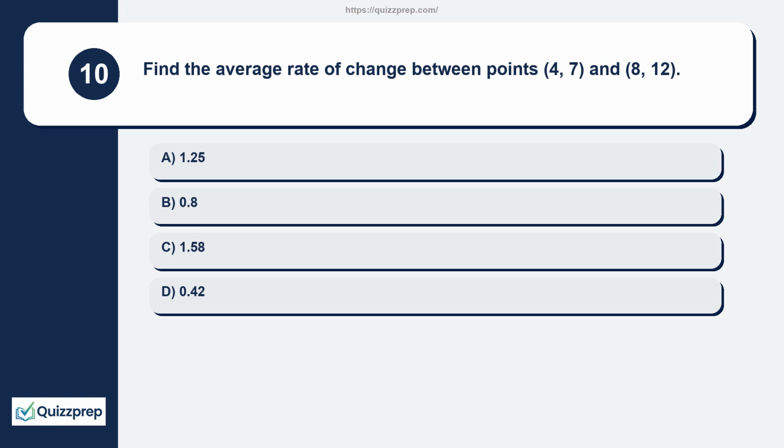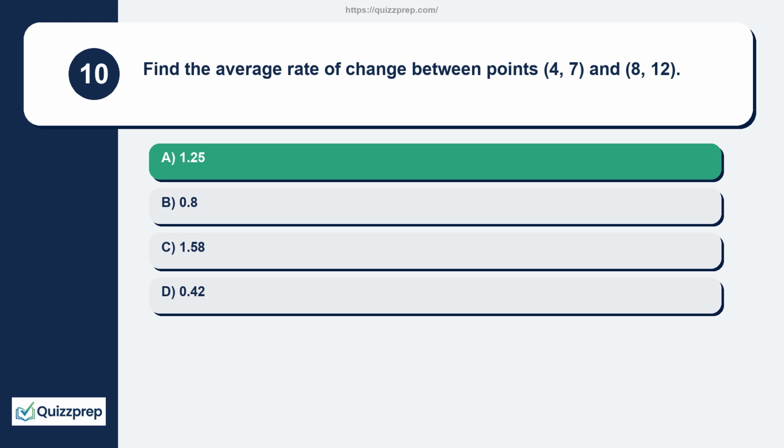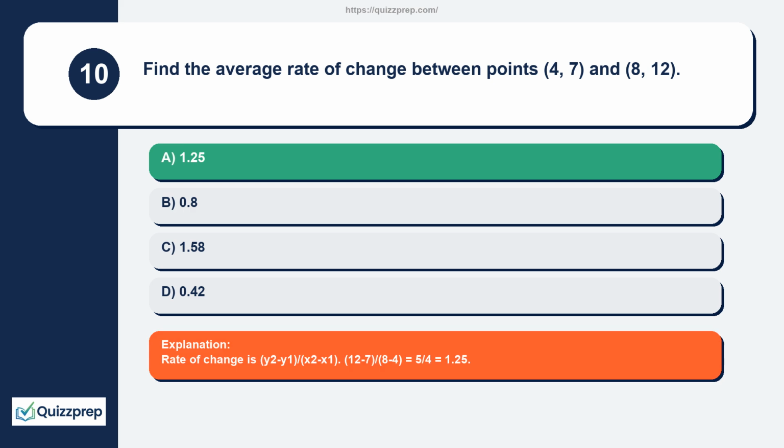Question 10. Find the average rate of change between points (4, 7) and (8, 12). Options: 1.25, 0.8, 1.58, 0.42. Rate of change equals (y2 - y1) / (x2 - x1). 12 minus 7 over 8 minus 4 equals 5/4 equals 1.25.